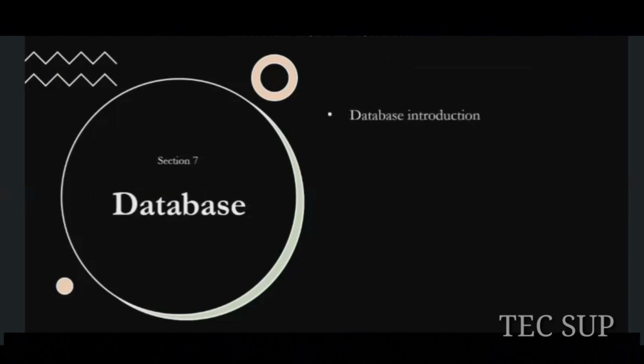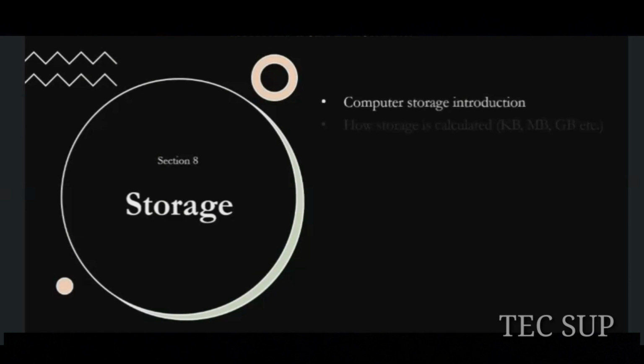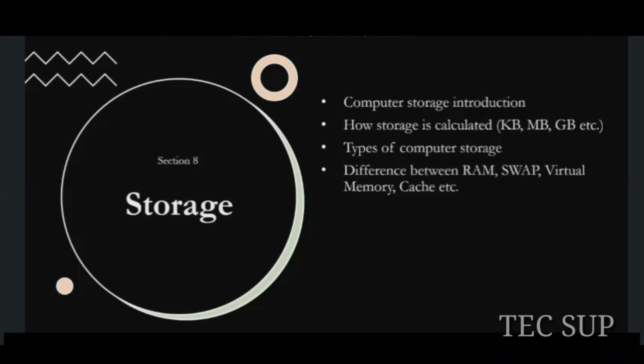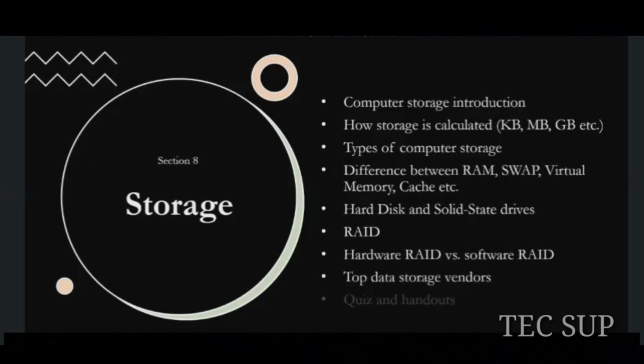Moving on to section 7, which will be everything about database, RDBMS, which is a relational database management systems. What is SQL, top 5 RDBMS. Then section 8 comes the storage, computer storage introduction, how storage is calculated, types of storage, difference between RAM, swap, virtual memory, and cache, hard disk, SSD, solid state drive, RAID, top data storage vendors.